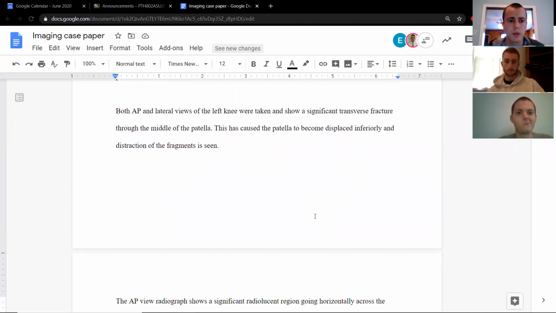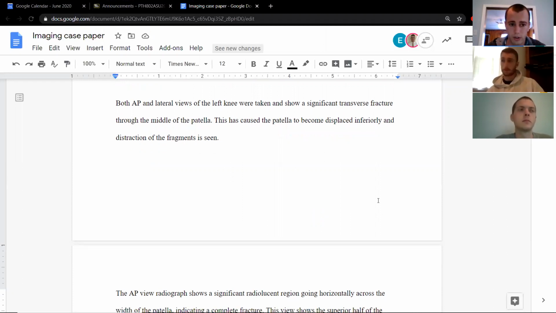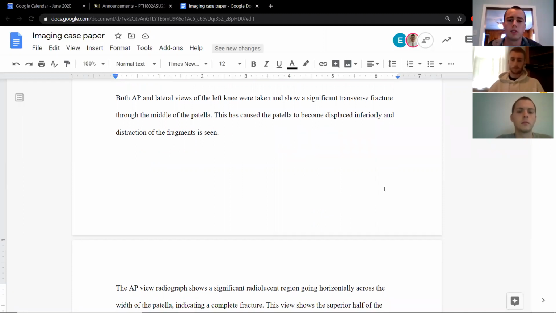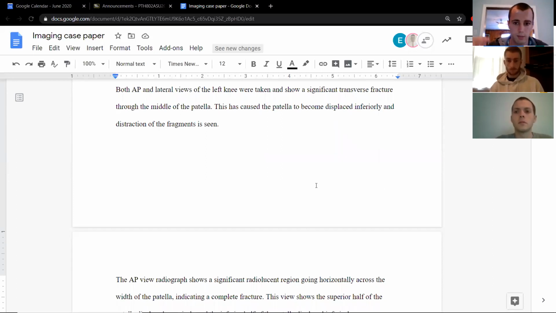And then for the actual radiographs that were taken of this patient, they chose to do both an AP and lateral view of the knee. Both these views show a significant transverse fracture through the midpole of the patella. And the result of this was the two large fragments of the patella, the superior half and inferior half, ended up becoming displaced by the tendons pulling on both sides. So the two fragments of the patella ended up being displaced superiorly and inferiorly.